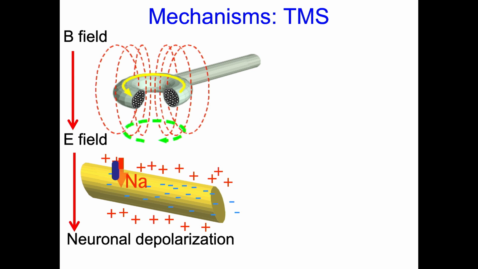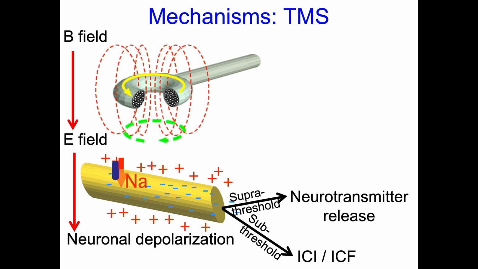This is a little section of an axon. Changes in a neural membrane such that you get neuronal depolarization. And that can lead to subthreshold changes even before an action potential gets created. So if the field's not big enough to actually create an action potential, it still can create effects in the membranes of the cells and in the synapses of the cells that can create longer term effects in terms of intracortical inhibition or intracortical facilitation or excitation. But when it's strong enough, it also does create action potentials.